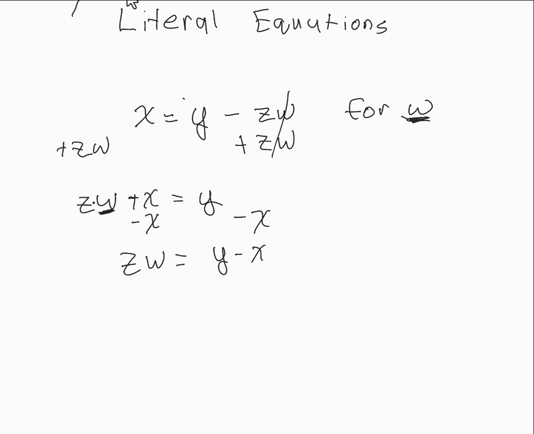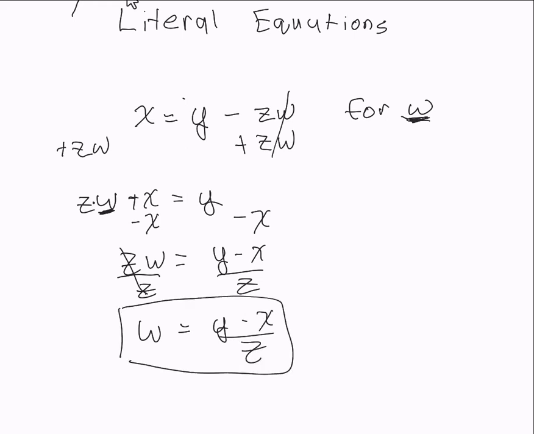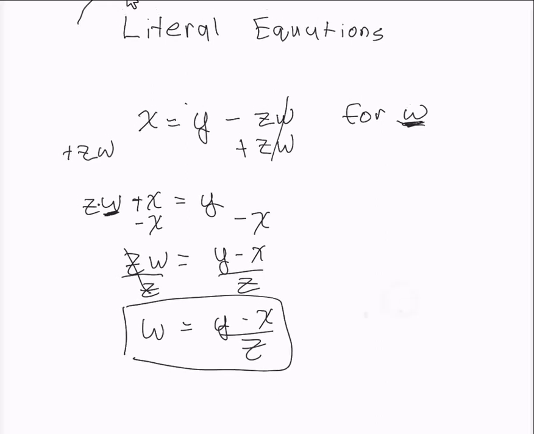Now I'm trying to get the w by itself. What's being done to it? It's being multiplied by z. So I need to do the opposite of multiplication, so I will divide by z. When I do that, these z's cancel, and I get w equals y minus x over z, and that's my answer. Alright, so let's try another one.